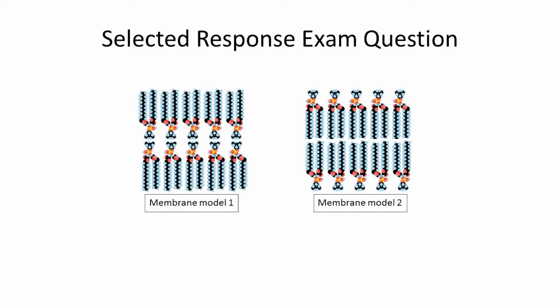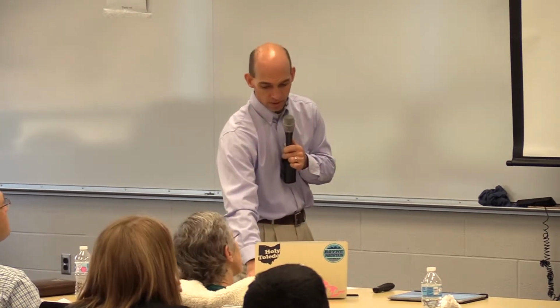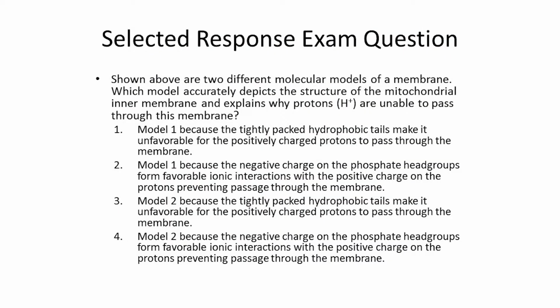Right. So we're going to jump back and forth here between this selected response question and those criteria. So we have 2 different models of a membrane here. So presumably, if they were able to draw an accurate model of the membrane, they could select which of these 2 would be the accurate model. So in the question, we're going to be asking them to select either model 1 or model 2 as the correct model. And so then the question itself says, shown above are 2 different molecular models of the membrane. Which model accurately depicts the structure of the mitochondrial inner membrane and explains why protons are unable to pass through this membrane?